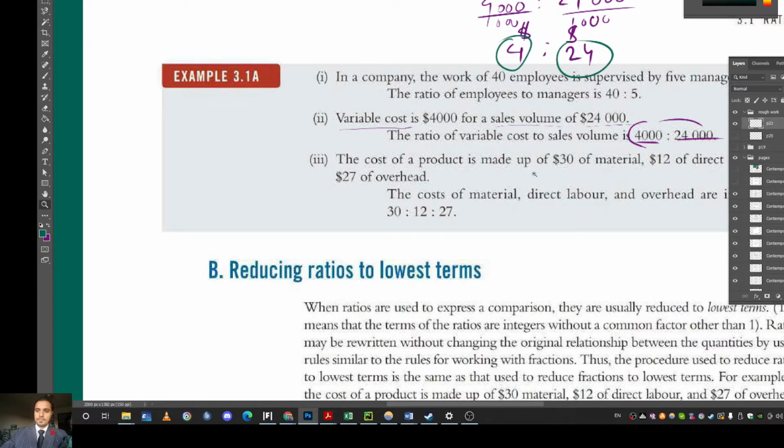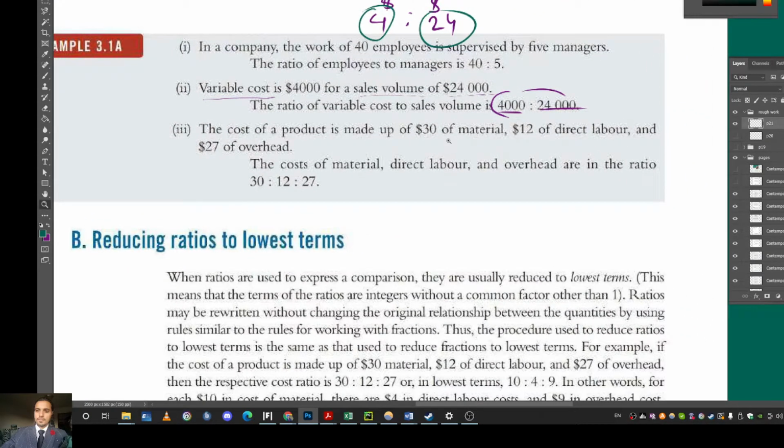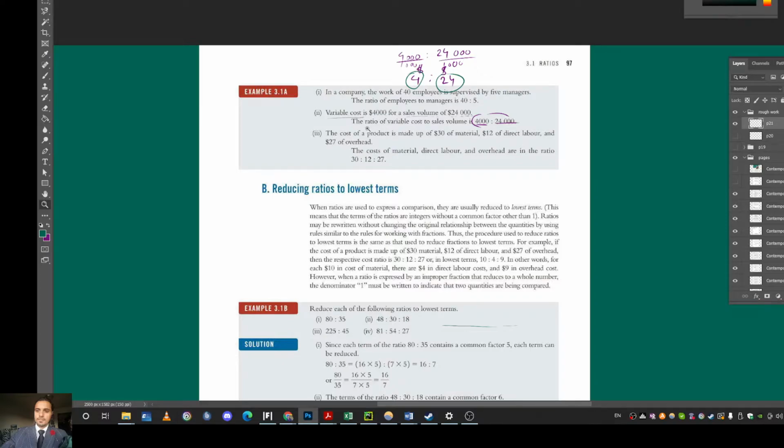Next, the cost of a product is made up of $30 of material, $12 of direct labor, and $27 of overhead. So $30 in material, $12 in direct labor cost, and $27 in overhead. Overhead would be miscellaneous costs in some sense. So the cost of materials is 30, direct labor is 12, and it's 27 for overhead, right? So that gives us nice ratios.